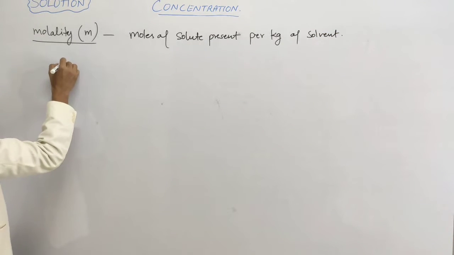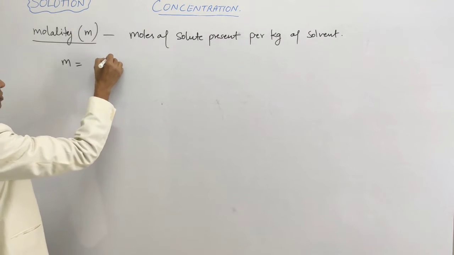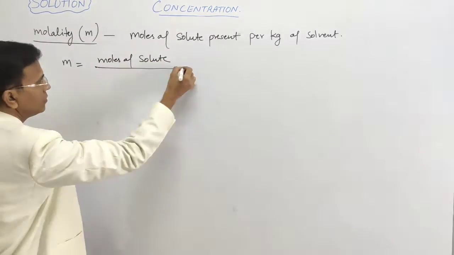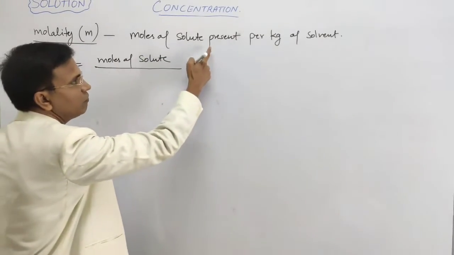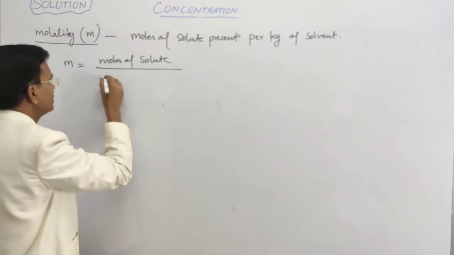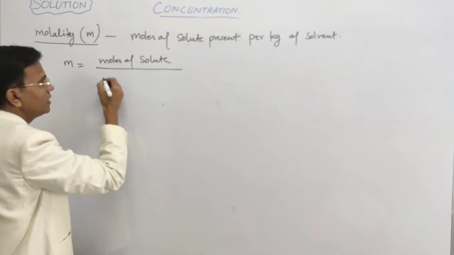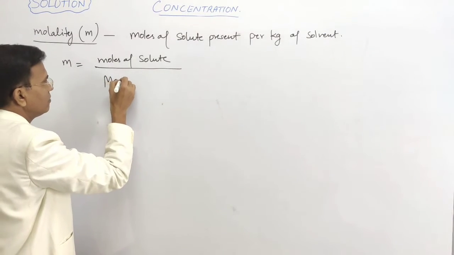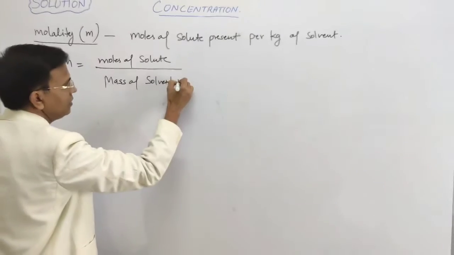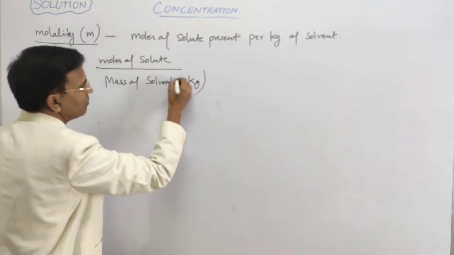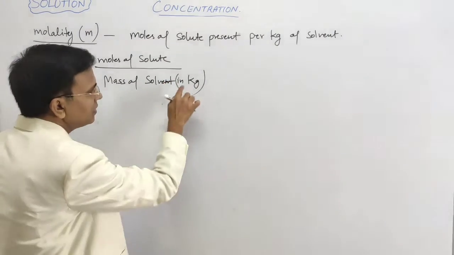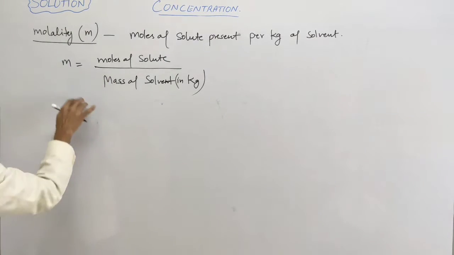So molality is moles of solute upon weight of solvent per kilogram of solvent. That means we have to divide by the weight of solvent, that is the mass of solvent, in kilograms. It is the necessary condition, it must be in kilograms, right? So this is the molality.